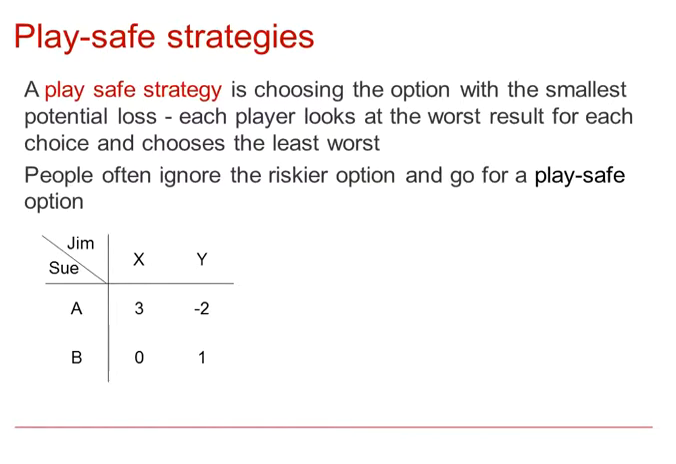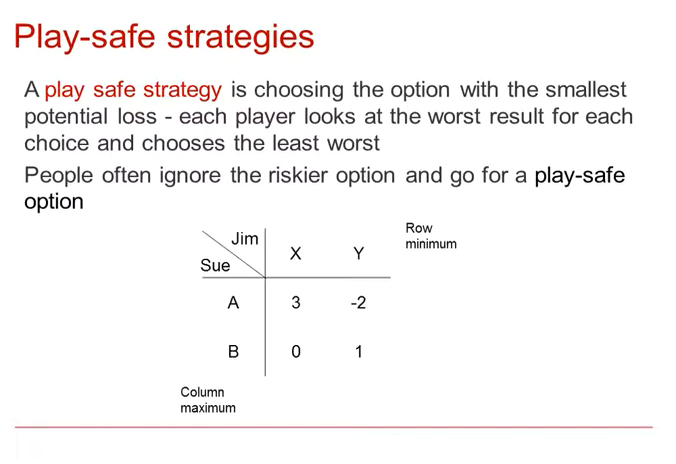Generally speaking, players want to avoid the worst case scenarios. A play-safe strategy is choosing the option with the smallest potential loss. So each player looks at the worst results for each choice and chooses the least worst. People often ignore the riskier option and go for a play-safe option. If we find what they call the row minimum, then looking along row A or strategy A for Sue, we can see that -2 is the worst option there, and that 0 is the worst option if she plays strategy B.